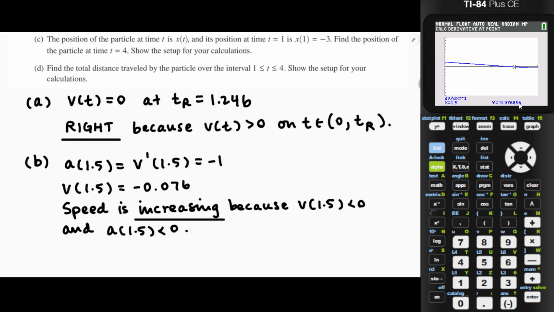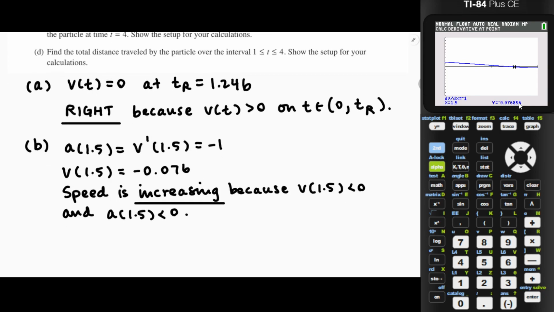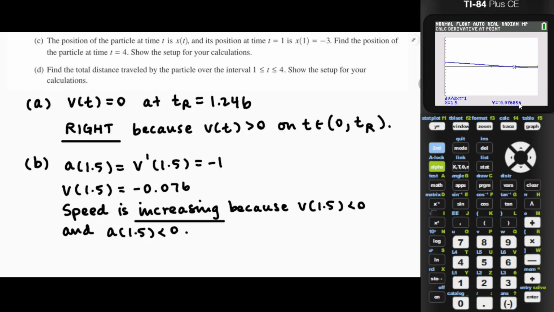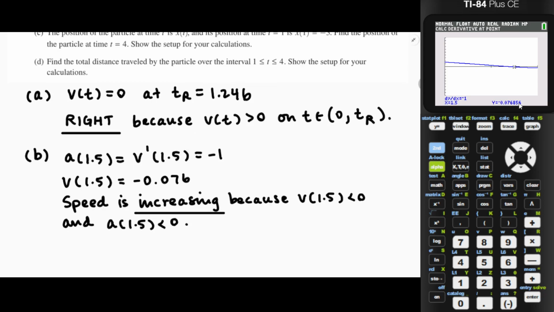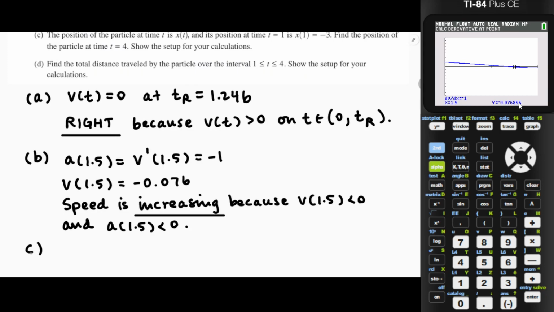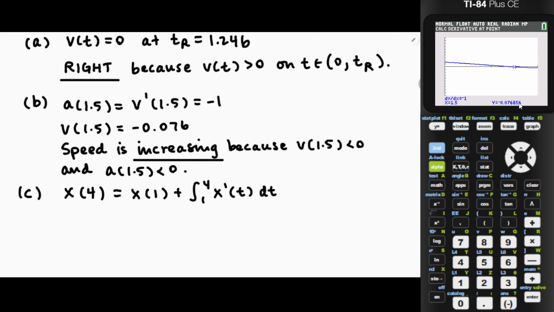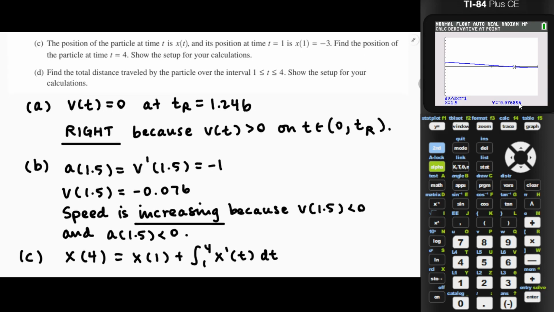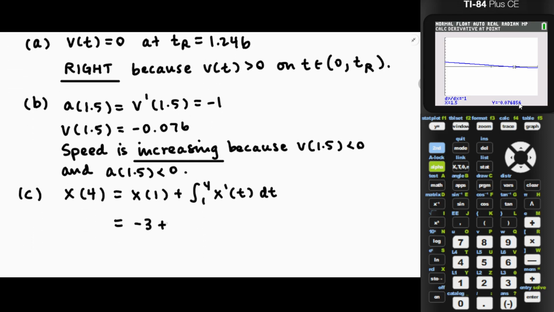Part C is giving me x of 1 equals negative 3. What's the x-coordinate of the position at time t equals 4? So the integral from 1 to 4 of velocity is going to give me the change in position. So in part C, x of 4 is what we want to know. That's going to equal x of 1 plus the integral from 1 to 4 of velocity. Maybe I'll say x prime, just like the derivative of x, which is going to be velocity. Now they told me x of 1 equals negative 3. So negative 3 plus the integral from 1 to 4 of v of t dt.